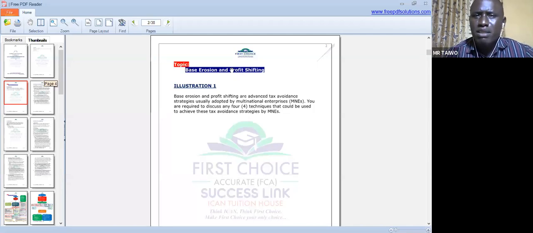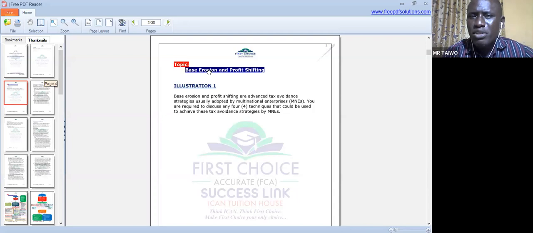Now, from the words base erosion and profit shifting, what do we mean by this? There are 2 parts there. This is base erosion, and this is profit shifting. They call it BEPS. Assuming you get into the exam next month, and you see this topic, base erosion and profit shifting, what will you write? Let us start by first explaining what base erosion and profit shifting is, then I'll look at the illustrations. It has 2 things in it. The first one is base erosion, and the second one is profit shifting.